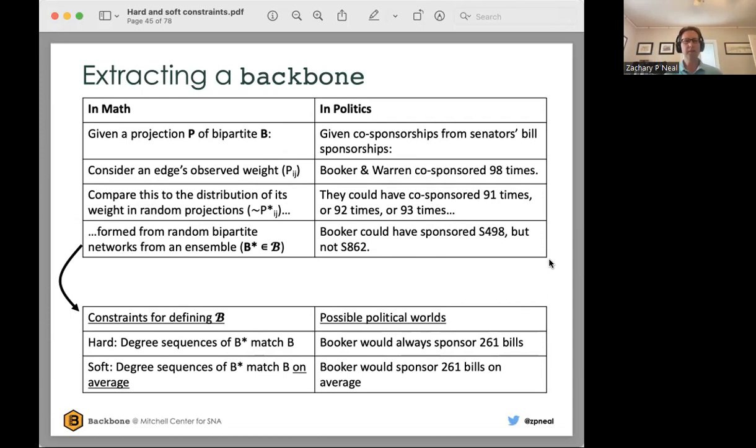The other possibility is we impose soft constraints. So in the soft constraint, we're still constraining the degree sequences of each of these random bipartite graphs, but we only require that they match our observed on average. So this would be equivalent to, in all possible worlds, Booker sponsors on average 261 bills, but in some possible worlds, he sponsors a few more, in some possible worlds, a few less. And so these are really the two backbone extraction processes that I'll be comparing. What does it look like if we impose hard constraints on these random bipartite graphs versus soft constraints?